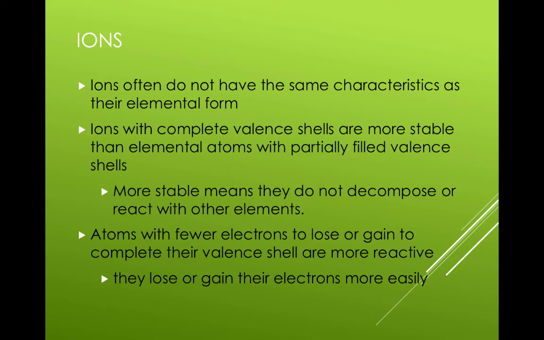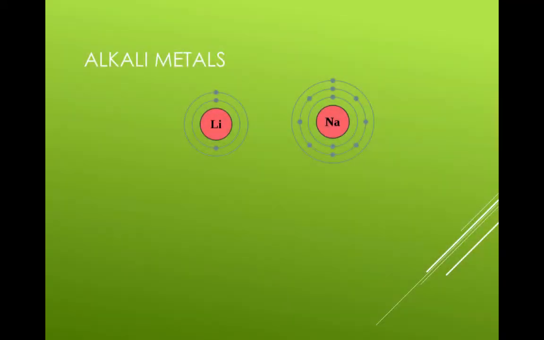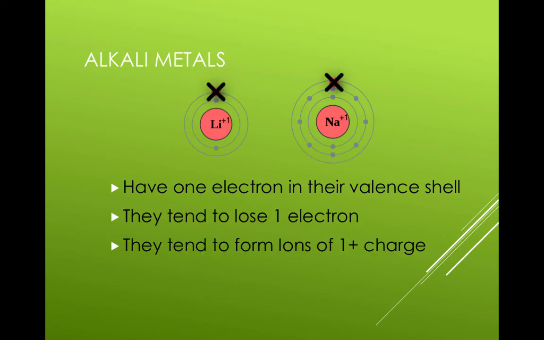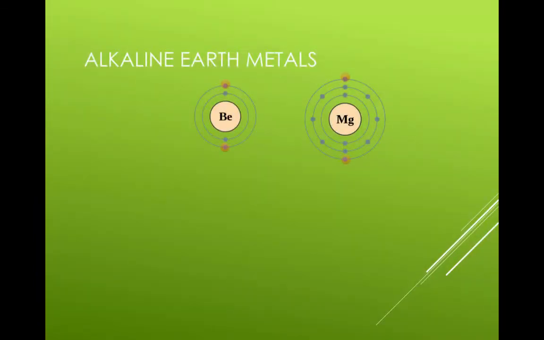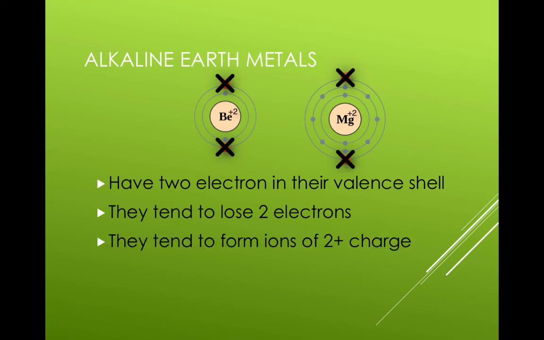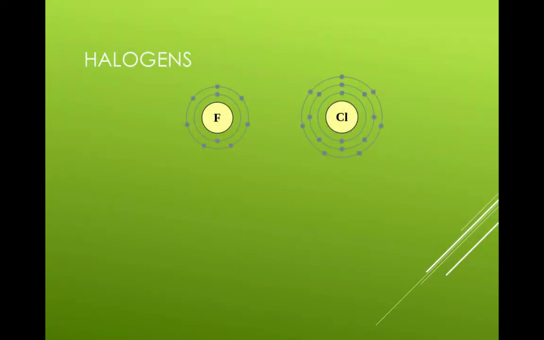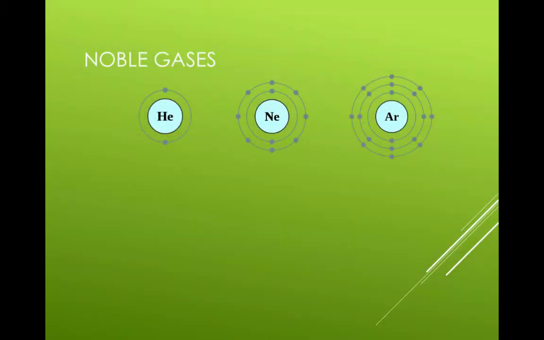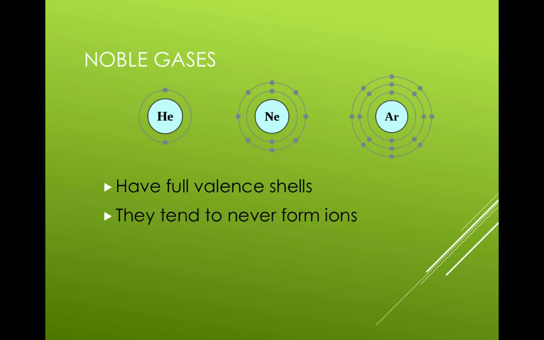Looking at the elemental families we're responsible for in grade 10, the alkali metals all have 1 valence shell electron. Rather than gain 7 electrons, they will lose that 1 electron to become a charge of positive 1. The alkaline earth metals all have 2 valence shell electrons and will lose 2 electrons to complete their valence shells to become +2 ions. The halogens at the other side of the periodic table are all missing 1 electron, so rather than giving 7 away, they will gain 1 electron to become a -1 ion. The noble gases all have complete valence shells. They will not gain or lose electrons, and they tend to never form ions.